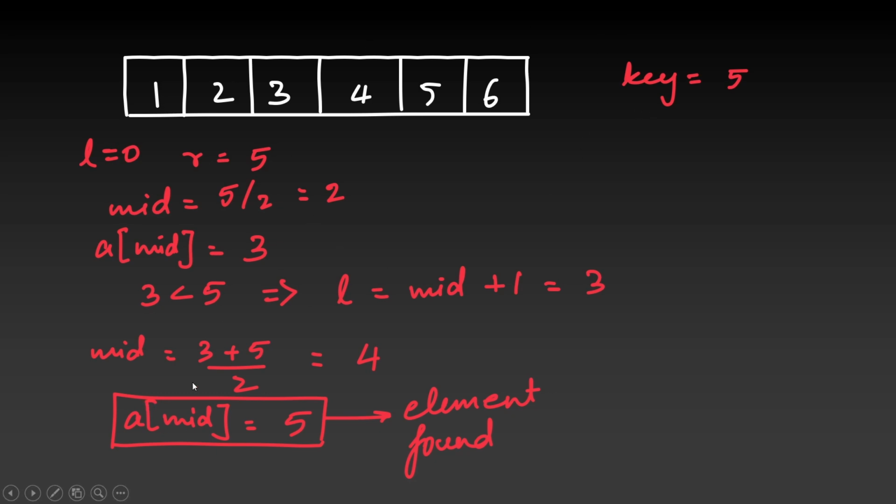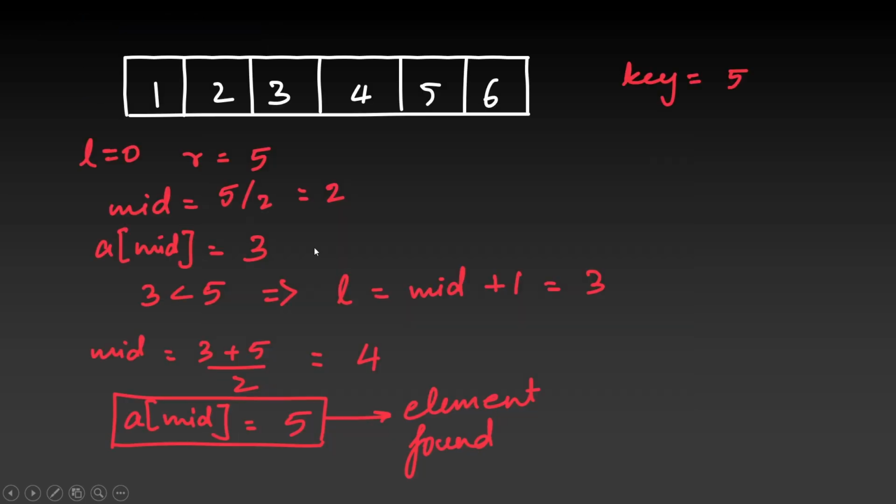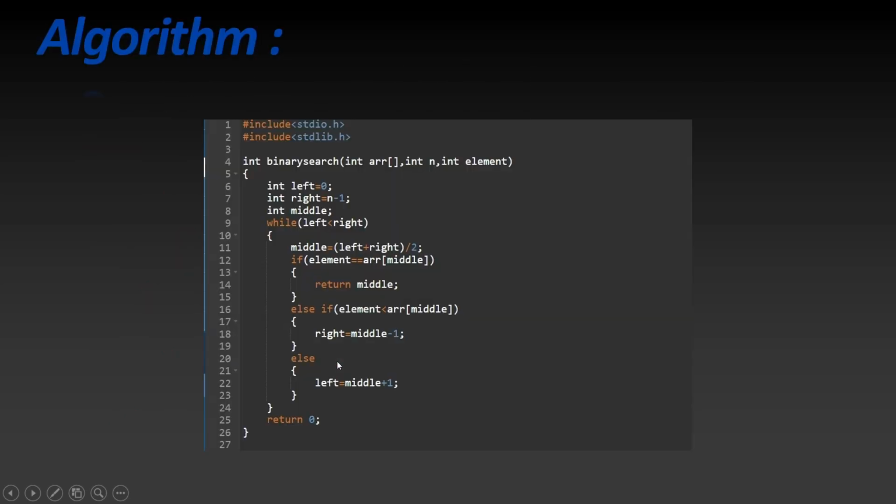Again, we find the mid. Like we've finished an iteration, we go back here, we check if left is lesser than right, which is true. So we find the mid again. We get 3 plus 5 by 2, which is 4. Our mid now is 4.